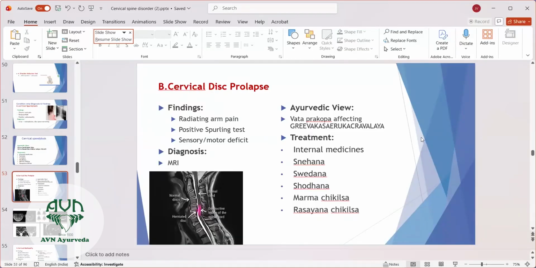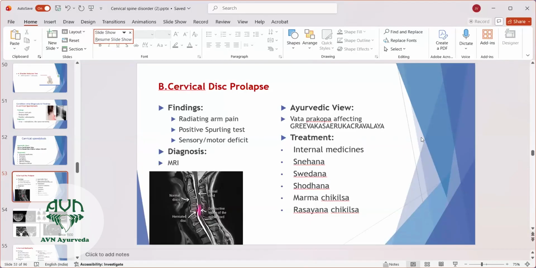So, the vitiated Vata dosha, after getting Sthana Samshraya at the intervertebral disc, and after Dosha Dushya Samurchana, produces the disease. So, in brief, we can say it is a Vata Prakopa affecting the Griva Kasherika Chakravalaya. We can diagnose it as Griva Kasherika Chakravalaya Vigurdi.